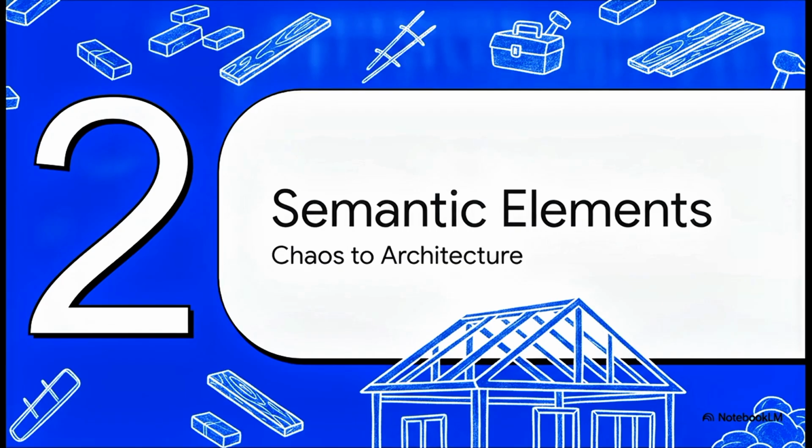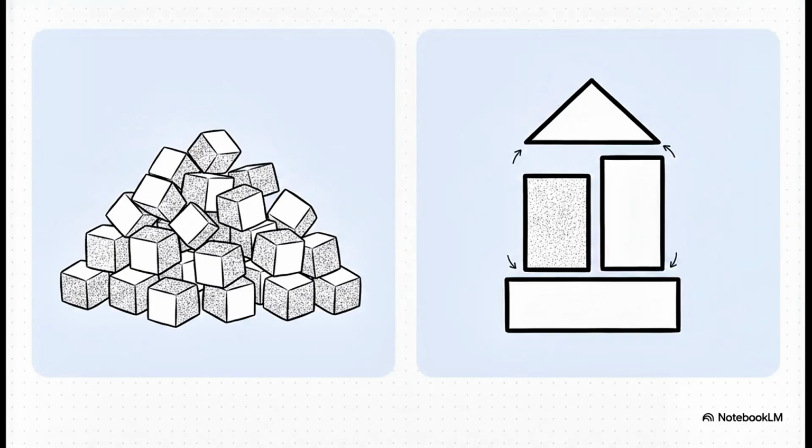Moving on to section 2, structuring with semantic elements, from chaos to architecture. Once we have our basic elements, we absolutely need to organize them in a way that makes sense to both developers and the browsers rendering the page. We can't just throw building materials into a pile and call it a house. Modern web design replaces a messy, generic layout with meaningful architecture that clearly describes what each section actually does.